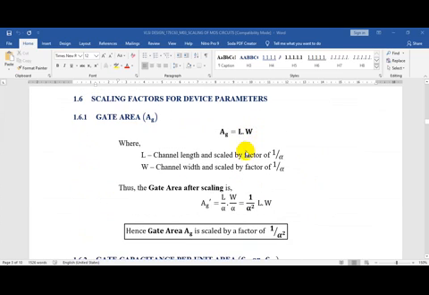Now length and width are dimensions. That's why the gate area after scaling, now it is AG dash. So you can see the length has been scaled by a factor of alpha. Width also has been scaled by a factor of alpha. So if you separate out the scaling factor, you get 1 by alpha square into length into width. Hence we can say the gate area is scaled by a factor of 1 by alpha square.